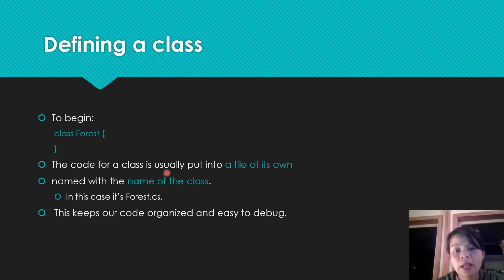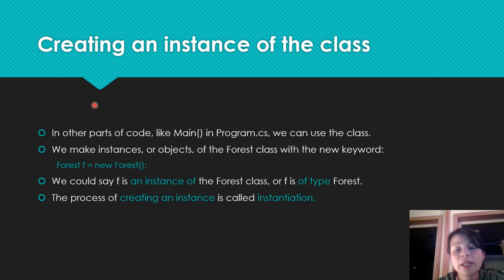The code for a class is usually put into a file of its own, named with the name of the class. In this case, it's going to be named Forest.cs. This keeps our code organized and easy to debug. To create an instance of the class, in other parts of the code, like Main in your Program.cs, we can use the class. The class is defined somewhere else in a separate .cs file, and then we use that class in Main.